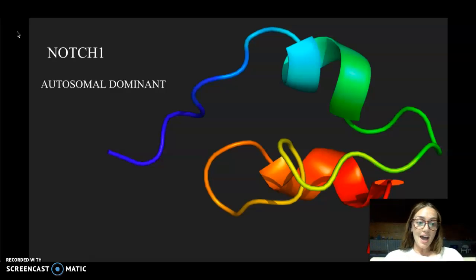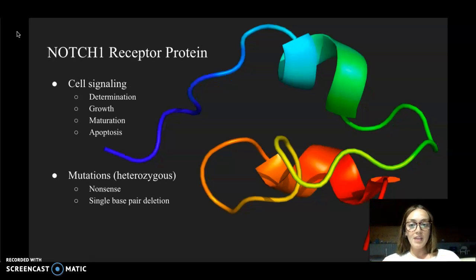Now, some of these act alone per case, and some of them have also all these other genes interacting with each other that cause these defects within the heart. Now, the Notch1 receptor protein, this actually does a lot for the cell. It does the cell determination of what it's going to be. Like, is it going to be a liver cell, an epithelial cell, a heart cell? And it helps with the growth of the cell, maturation, and it also helps with the signaling of apoptosis. Now, with this, when it does have a mutation, it can be considered an oncogene and be related to cancers as well.